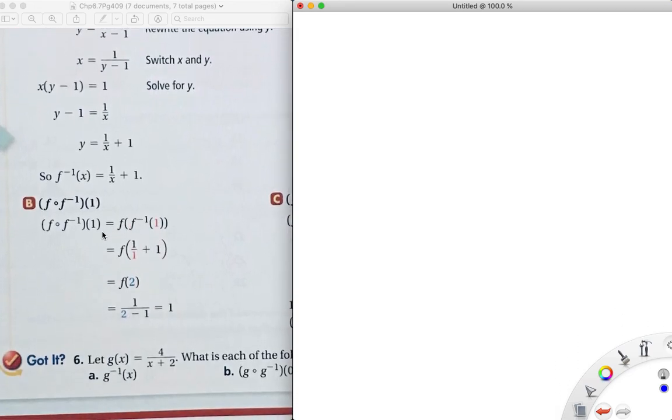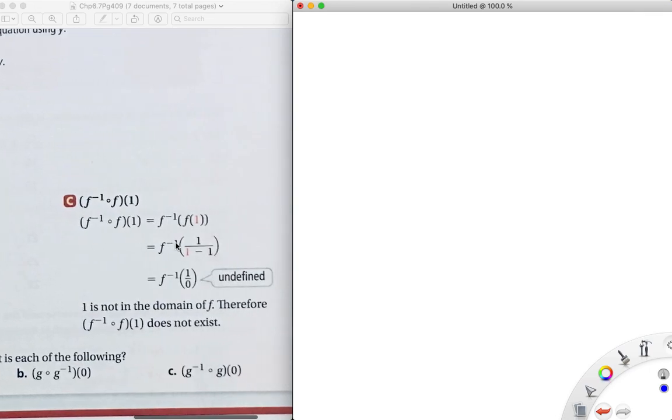To see if this is an inverse function, that it follows the inverse function rule, if I was to plug in 1 into the inverse function, this would be 1 over 1 plus 1. And that gives me 2. Then I'm going to plug the 2 into the original function, and I get 1. So I plug in 1, and I get 1. So this is one-to-one. This works.